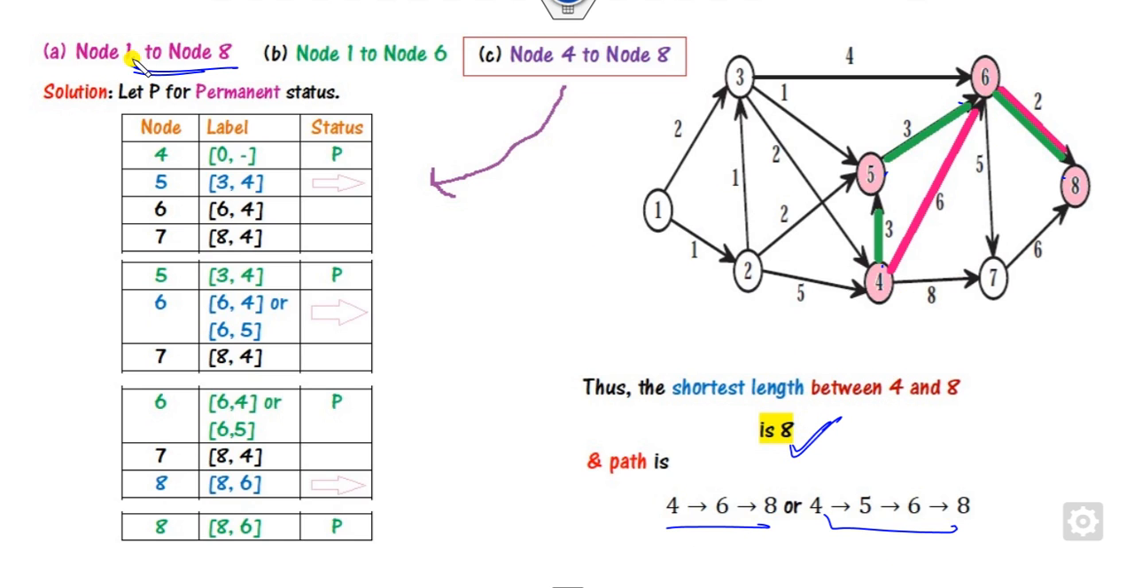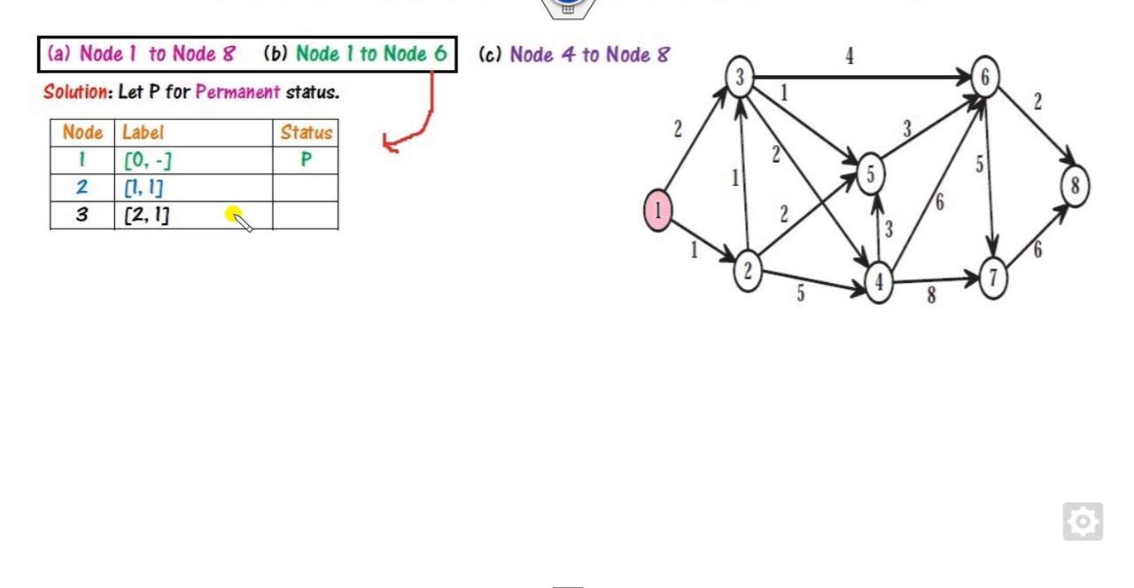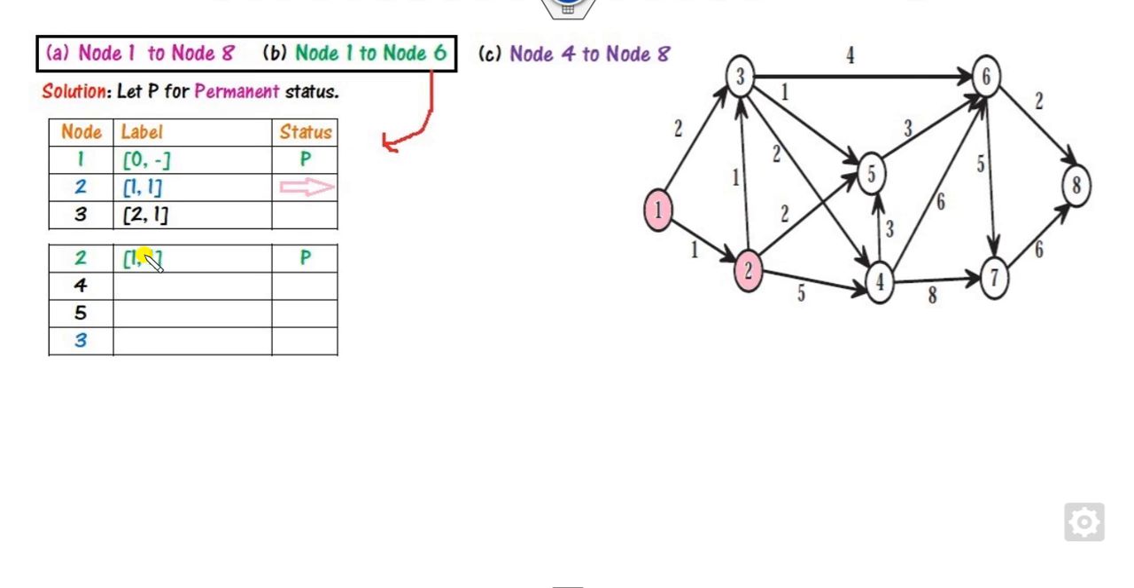Similarly, you can see from the 1 to 8 and 1 to 6, you can start from node 1. From the 1 you can go either to 2 or 3. You can find the distances from them as 1 comma 1. Which one is the minimum? This is the minimum, so you can take it as permanent in the next stage. From the 2 you can go to 3, to 5, or to 4. But the previous value is my 3. 3 is already there, so you can take whichever is the minimum.